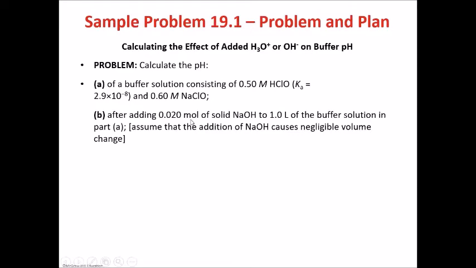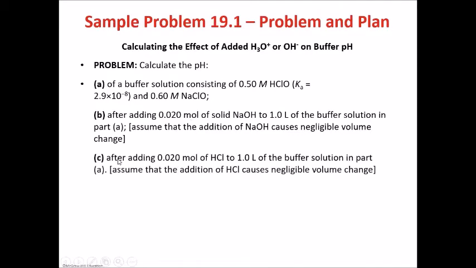We are adding sodium hydroxide, a strong base. C, the pH after adding 0.02 mole hydrochloric acid, a strong acid, to 1 liter of the buffer solution in part A. Assume that the addition of the HCl causes negligible volume change. Okay, this is quite direct. We look at the solution for A.